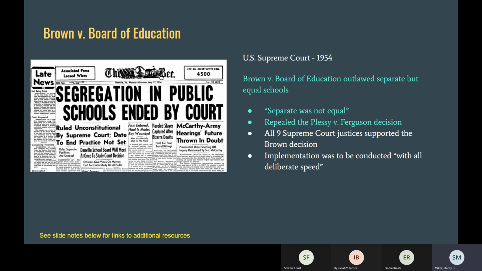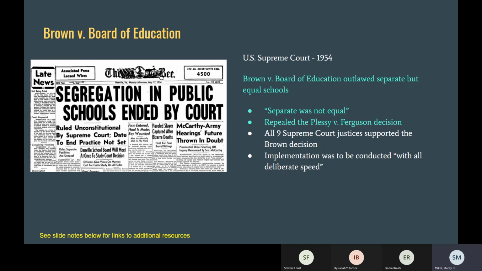So, yeah, the big thing with Brown v. Board of Education, you can see here too, a paper at the time: ruled unconstitutional by Supreme Court, date to end practice not set. That's the big issue here. So yes, it's a great decision, and we've finally gotten rid of this idea of segregated schools, but at the same time, we're not doing this with real speed. We're doing this with the speed of those who choose to do it, right?